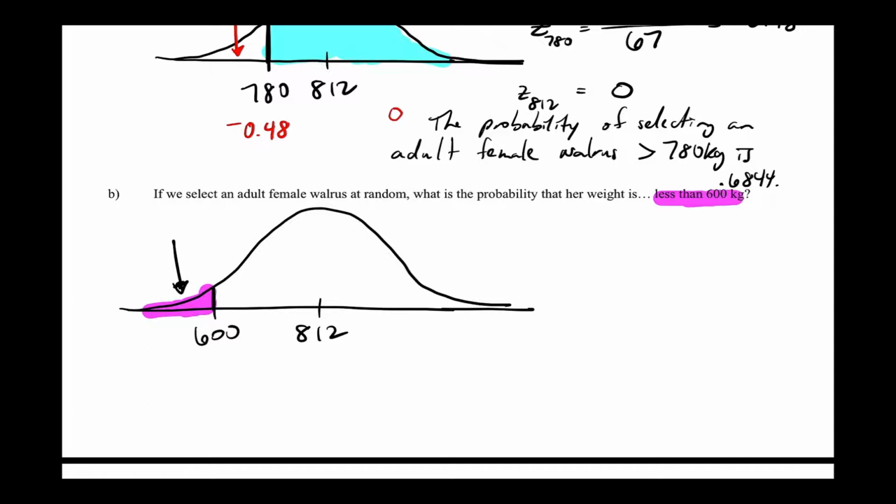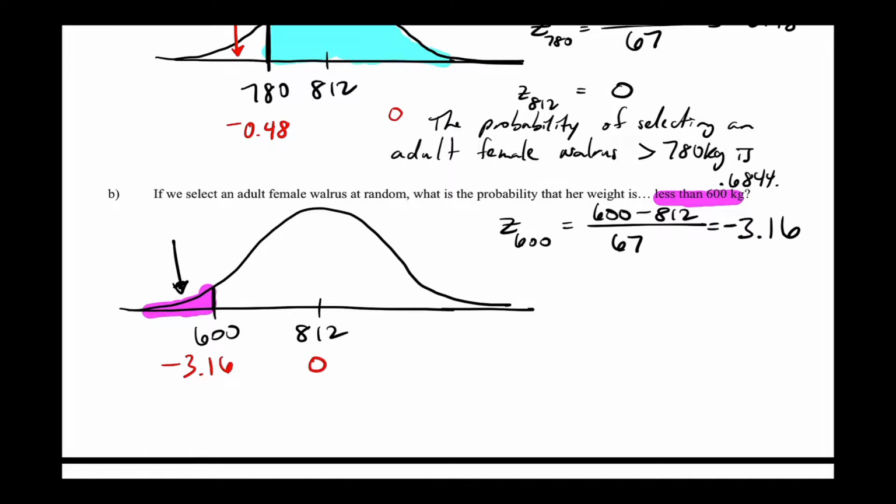Okay, so we did step 1, step 2. Step 3, we got to use z-scores in the table to answer the question. Okay, so the z-score at 600. The observed is 600 minus the mean, 812. Then we divide by 67. 600 minus 812 divided by 67, I get negative 3.16. That's the z-score. Go and label.